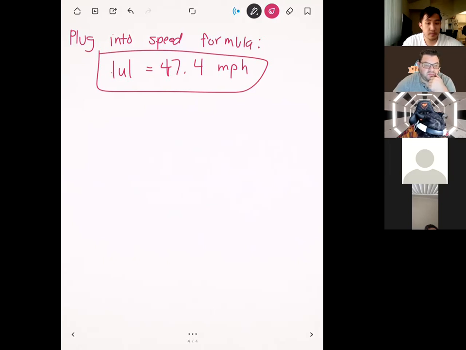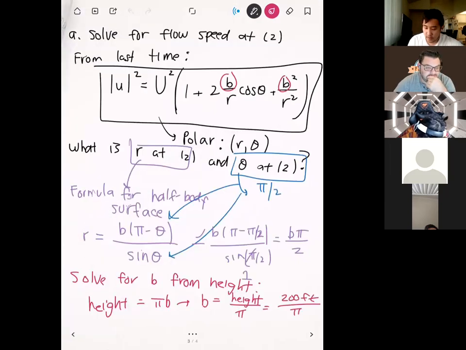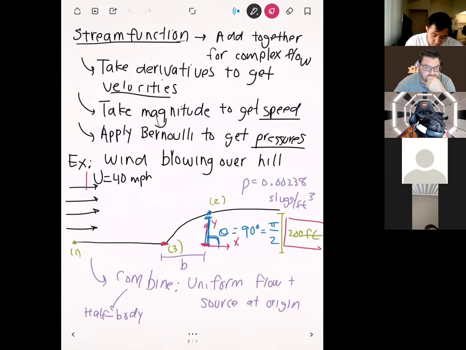What was big U again? So big U was the speed of the uniform flow. So big U is 40 miles per hour in this case.